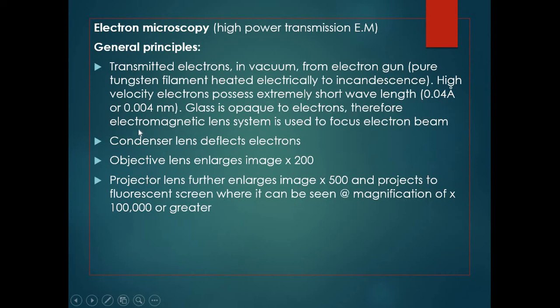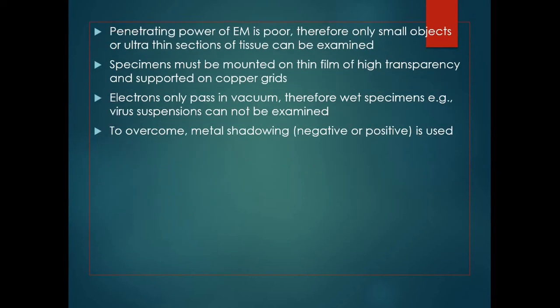Therefore, an electromagnetic lens system is used to focus the electron beam. The electromagnetic lens system, used as a condenser lens, deflects the electrons. The objective lens enlarges the image 200 times. The projector lens further enlarges the image 500 times and projects it onto a fluorescent screen, where it can be seen at a magnification of 1 lakh times or greater.